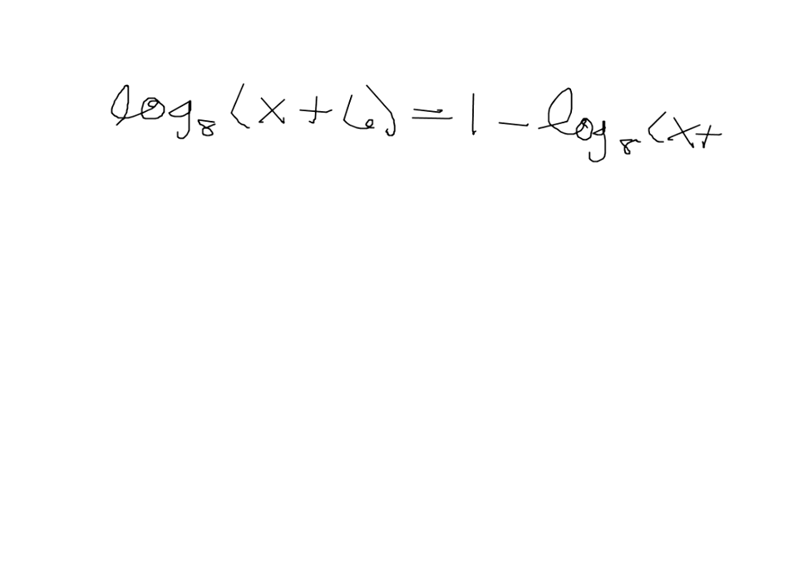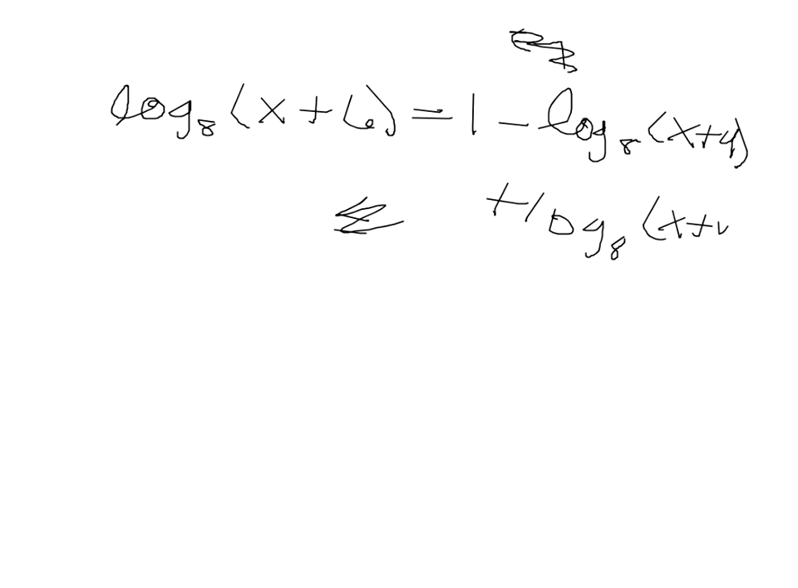x equals 5. Here we have one that is log base 8 of (x plus 6) equals 1 minus log base 8 of (x plus 4). Now, I have some choices. I could move this log over to the other side. But I think what I'm going to do is rewrite this. I'm going to add that to both sides. There are other ways to do it.